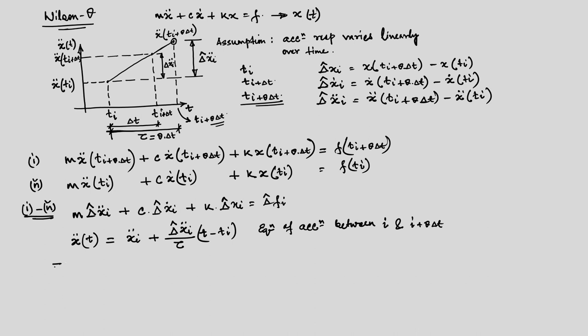Now, what can we do? We can integrate this expression, and then first we will get the velocity. So, what is the velocity? This will be x i dot plus x i double dot times t minus t i plus half delta x i double dot hat divided by tau, times t minus t i whole square.